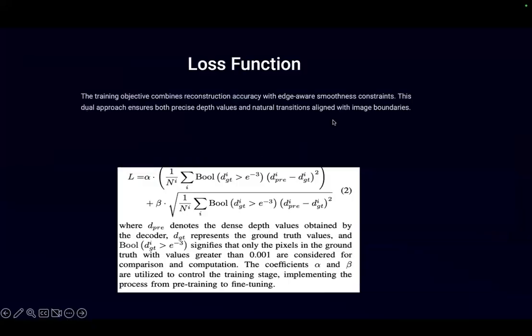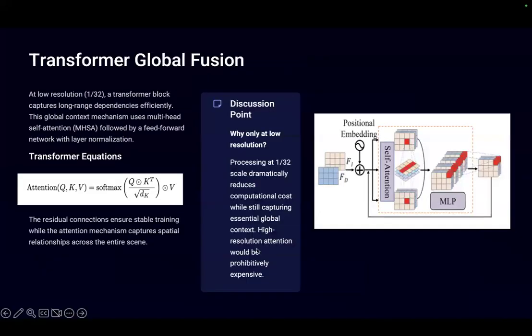Then the loss function. So this was self-attention, right? You are giving the maps from the image and the depth, both of them together in query, key and values. So there is no cross attention. That's it.